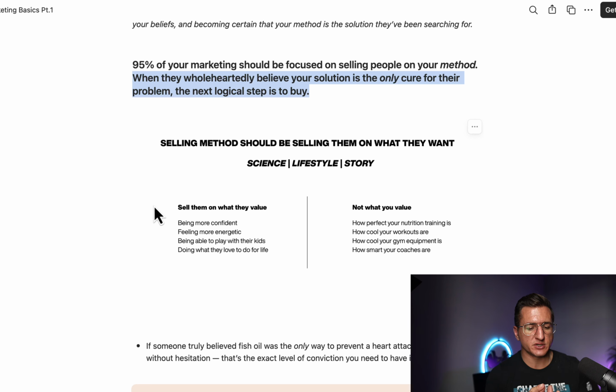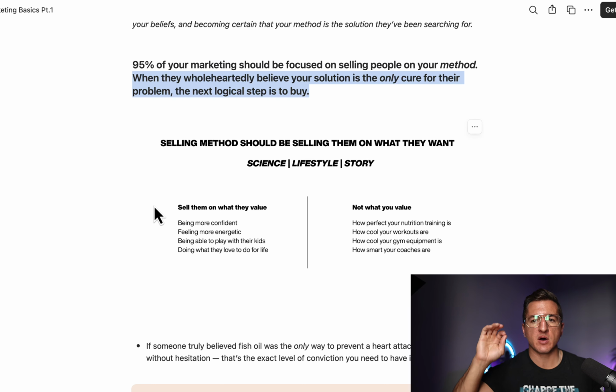Now my job is to show them how these steps in my method are going to be what allows them to get there and be this person for their kids, feel more energetic, do the things that they love, versus I could get into that podcast series and talk about the intricacies of how perfect our nutrition training is, right? If you are speaking a lot of technobabble that people don't understand, they're not going to get bought into your method. So you can't be talking about what you're excited about, what you're super passionate about right now, and what you're valuing, right?